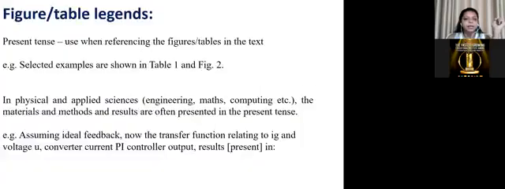And let's see. When you're talking about figures and tables, again, you are using present tense. Selected examples are shown in table 1 and figure 2, or else you can also use, as shown in figure 2, as shown in table 1.